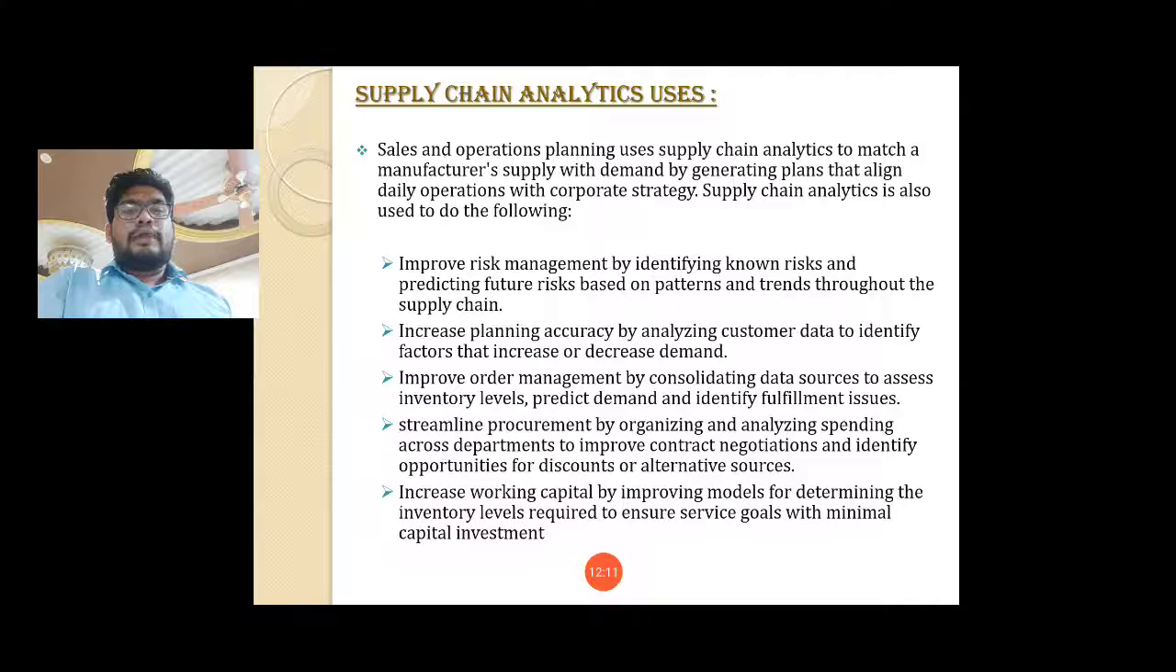It helps by improving order management by consolidating data sources to access inventory levels, predict demand, and identify fulfillment issues. It streamlines procurement by organizing and analyzing spending across departments to improve contract negotiations and identify opportunities for discounts or alternative sources. It increases working capital by improving models for determining the inventory levels required to ensure service goals with minimal capital investment. So these are the uses.